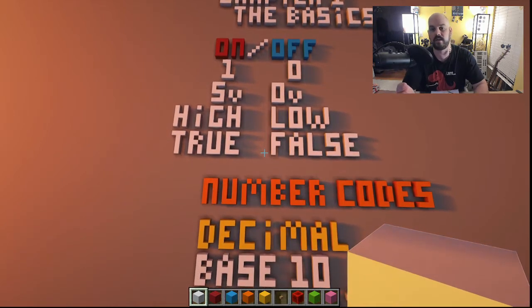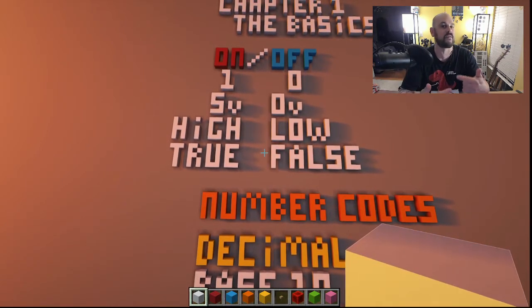And once again, these 5 lines here are just different names for this. On, off, 1, 0, 5 volts, 0 volts, high, low, true, false. If you've ever programmed anything, true, false would be the statements that you're using for binary. 1 being true, 0 being false.